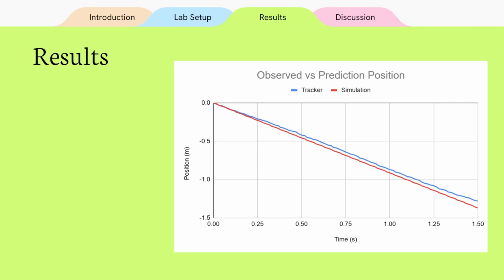Now that we've compiled our data into a graph, we can see that the observed position, highlighted in blue, starts to diverge over time from our simulated model in GlowScript. This means that, unlike the GlowScript model with a net force of zero, there must be an outside force acting on our observed position.